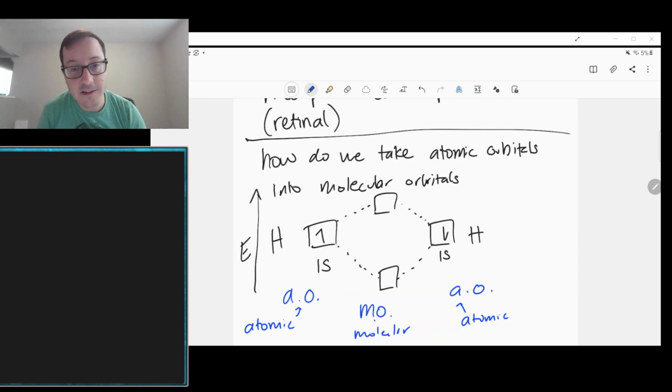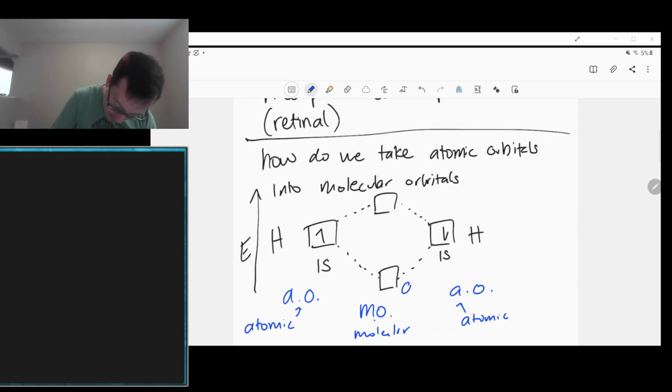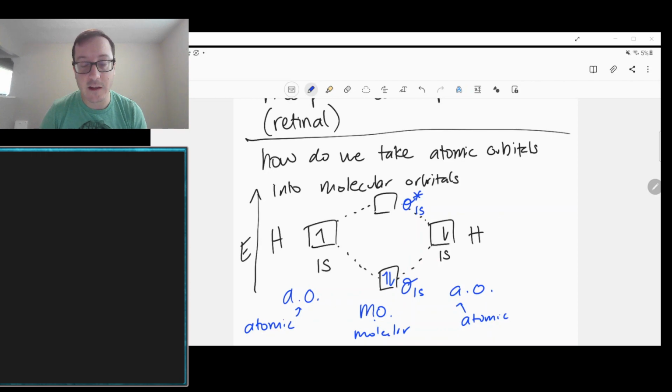But these are going to be slightly different names. We're not going to just have 1s, because 1s is an atomic orbital. But molecular orbitals have different names. We're going to see that this is the sigma 1s, and this will be sigma star 1s. And because we have two electrons here, those two electrons will end up populating the sigma 1s orbital. And that's going to form the sigma bond.